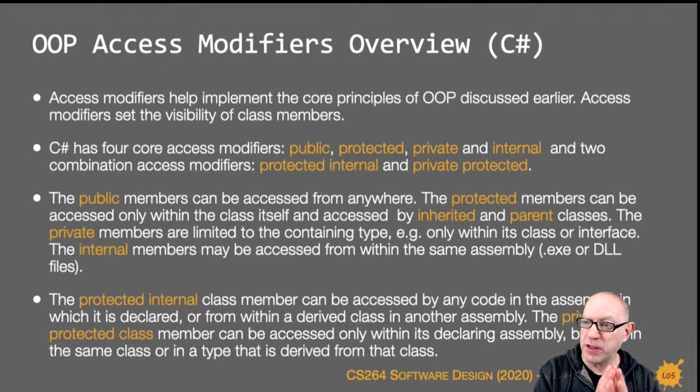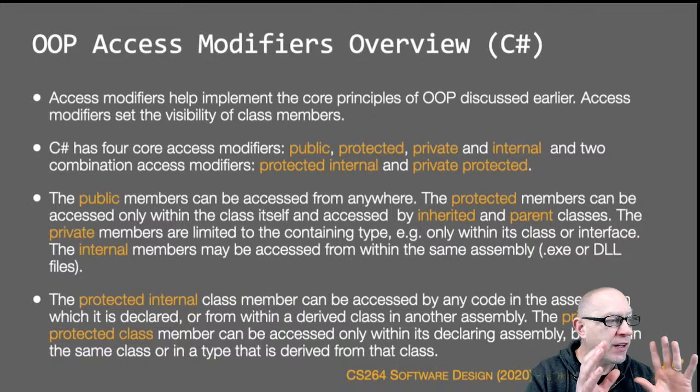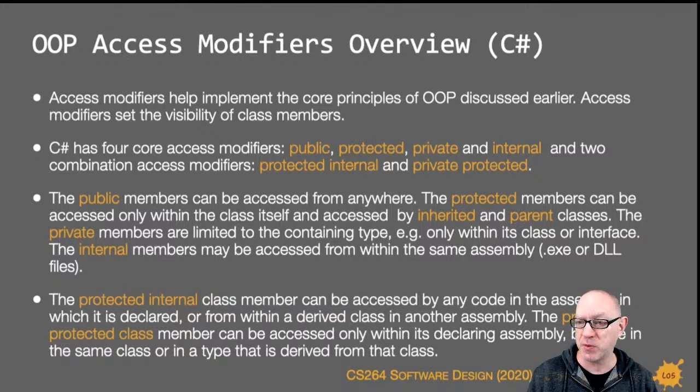So what they actually do is they set the visibility of the class members. And there are four core access modifiers in C#: public, protected, private, and internal. Now you would have seen some of these, public and protected, of course, already with your Java. There are also two combination access modifiers, one called protected internal and one called private protected.